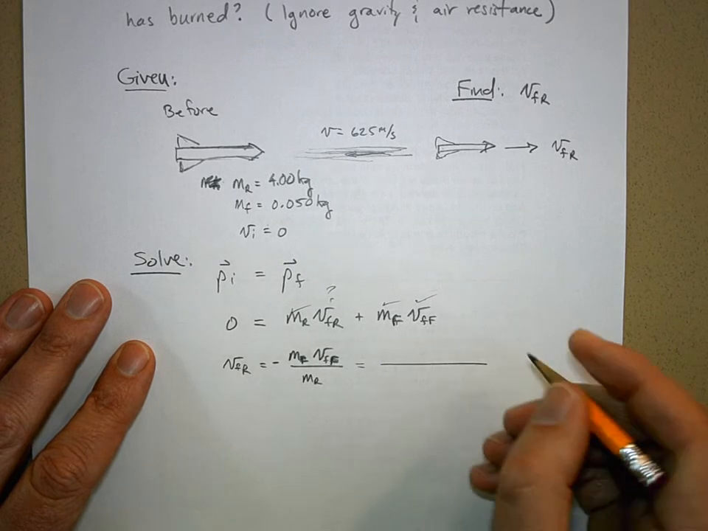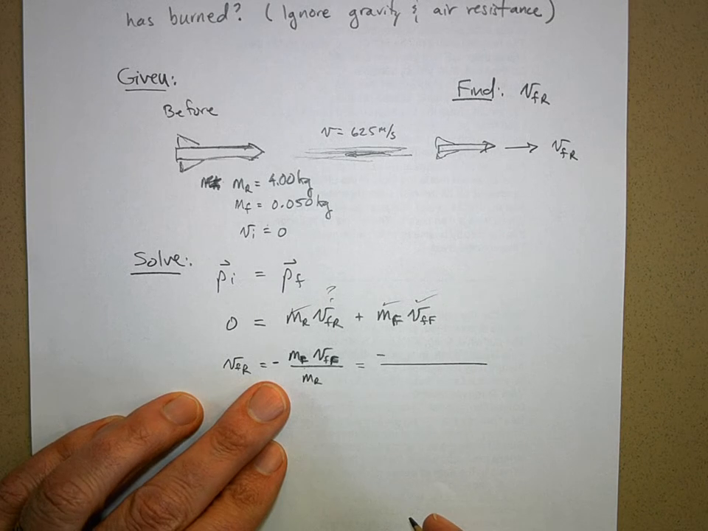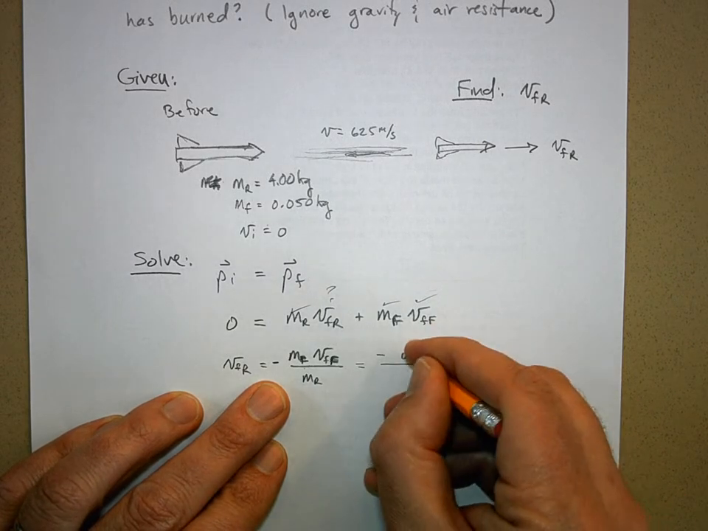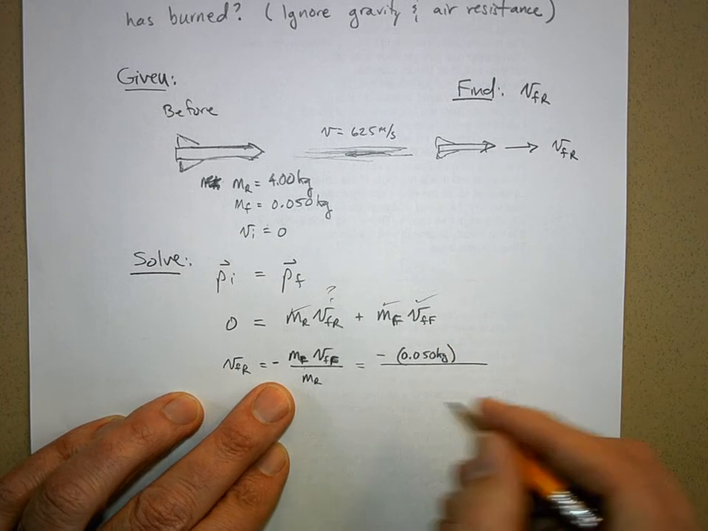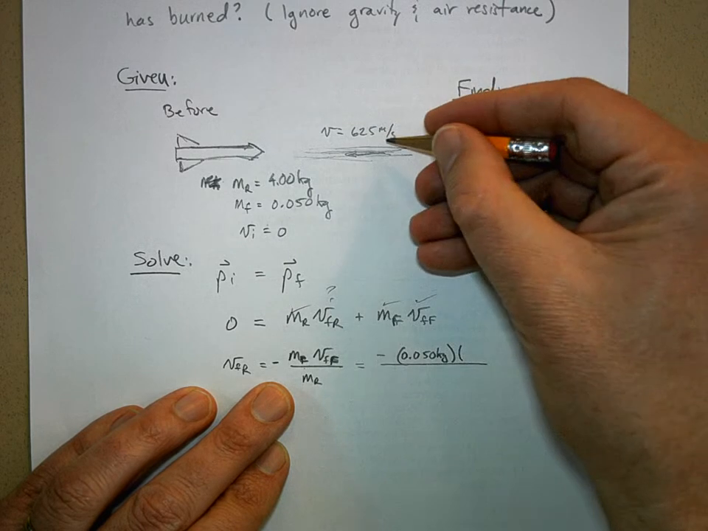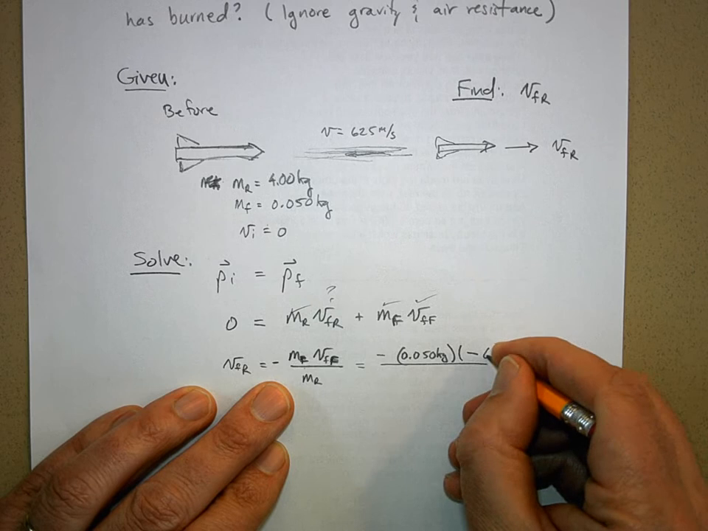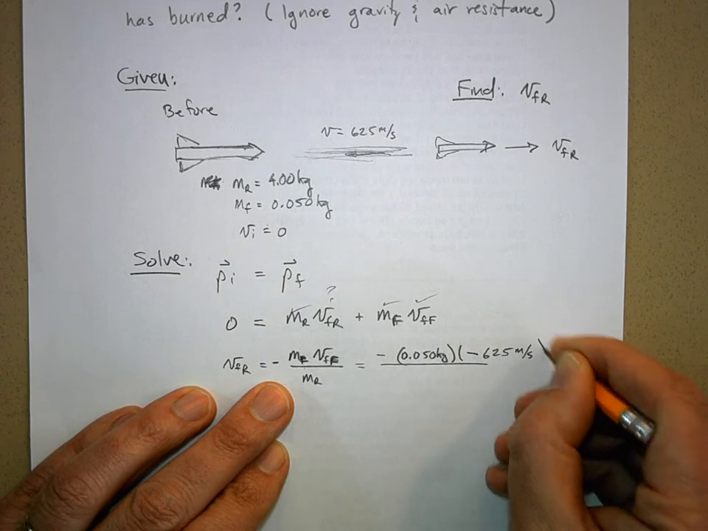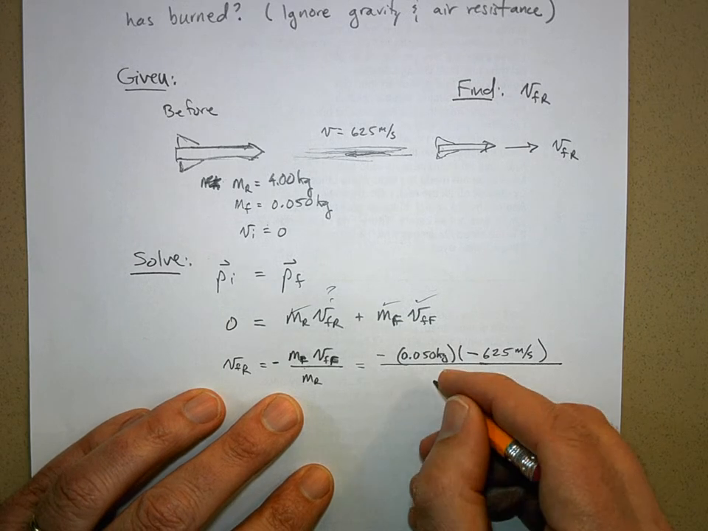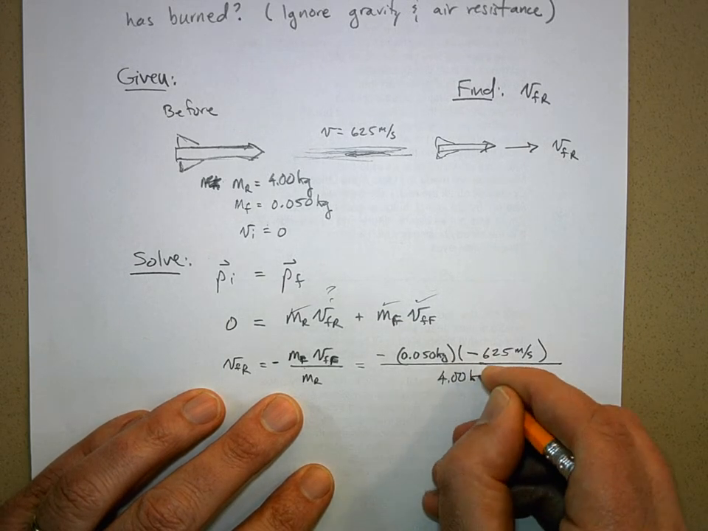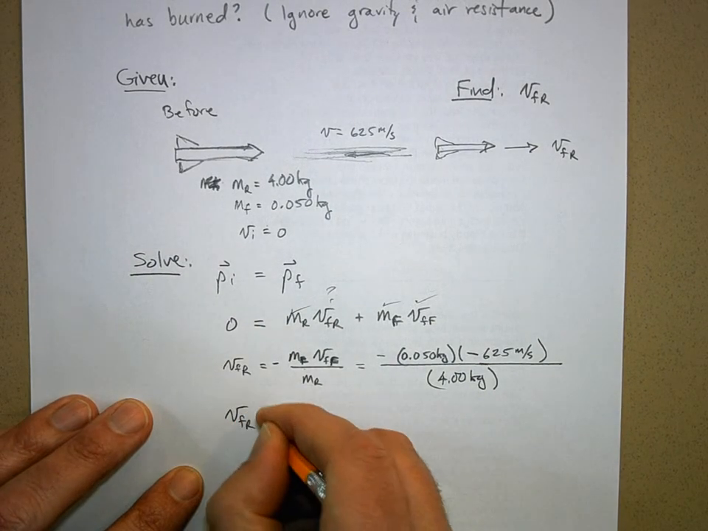So now I can plug in my values. I've got negative, what's the mass of the fuel? 0.050 kilograms times the final velocity of the fuel. Now, I didn't really put it on here, but it's going to the left. And I'm going to say that to the left is negative. So it's negative 625 meters per second. And then we're going to divide that by the mass of the rocket, which is 4.00 kilograms. And so what's the final velocity of the rocket?